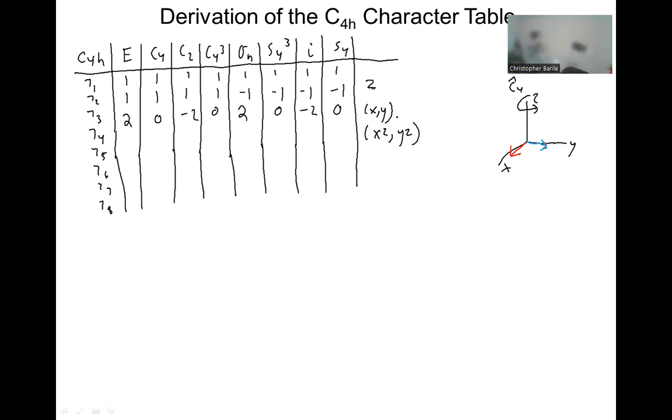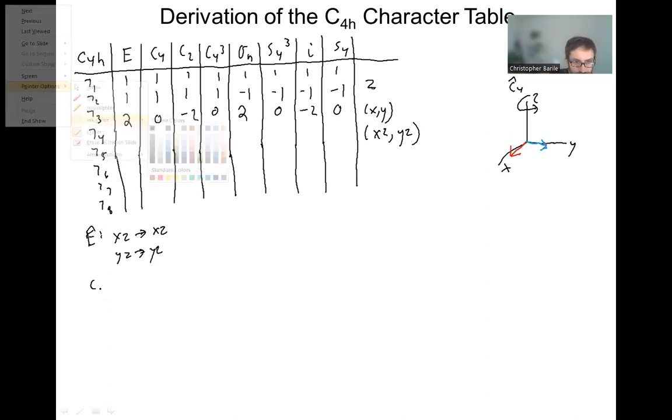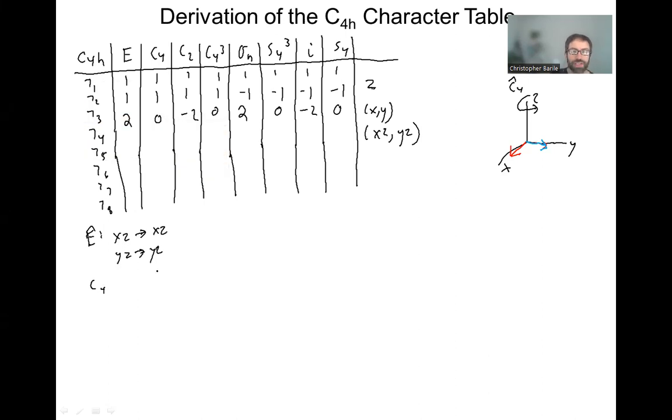It's going to be pretty easy to derive this. If we do the identity on xz, it goes to xz. On yz, it goes to yz. We know they transform together. For C4, the same thing is going to happen, and z goes to z. That's why we had a 1 here, okay? So when we have 1s for gamma 2 under z, we know the next character is just going to transform as gamma 3 until we get to sigma h, because under sigma h z transforms as a negative 1, so we're going to actually have a negative 2 there.